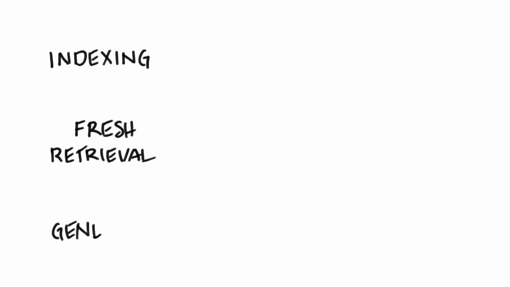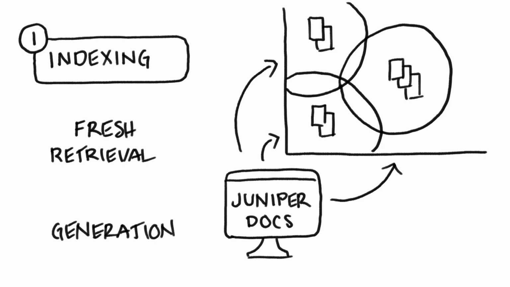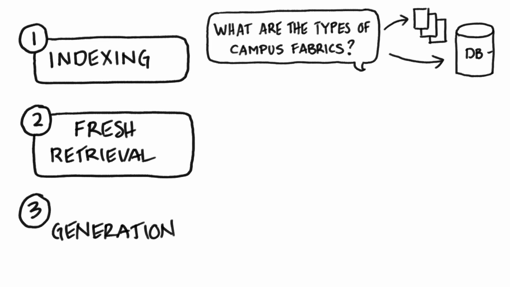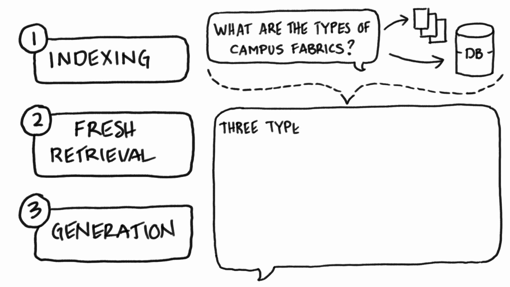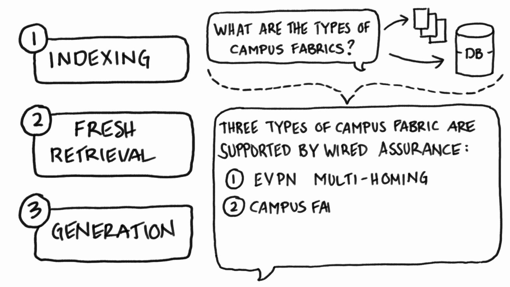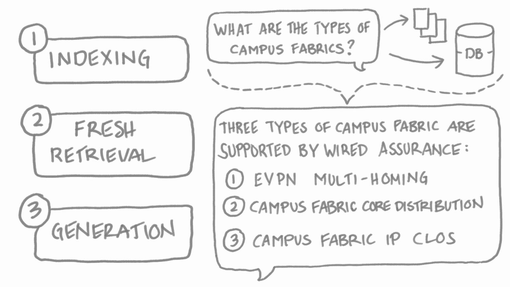Enhancing the LLM output with RAG is a multi-stage process of indexing, fresh retrieval, and generation. First, all relevant documents, such as Juniper Network's public documentation, must be chunked and indexed into a vector database. Next, we retrieve relevant documents based on the user's input query. Finally, the relevant documents are combined with the prompt as additional context. The combined text and prompt are then passed to the LLM to generate the accurate and contextually relevant response.